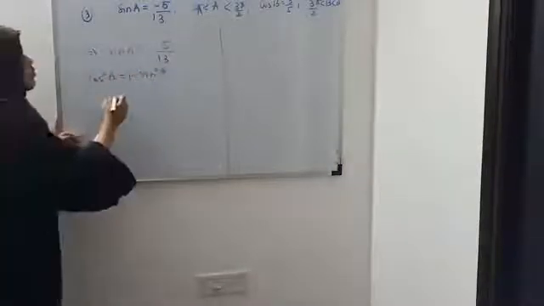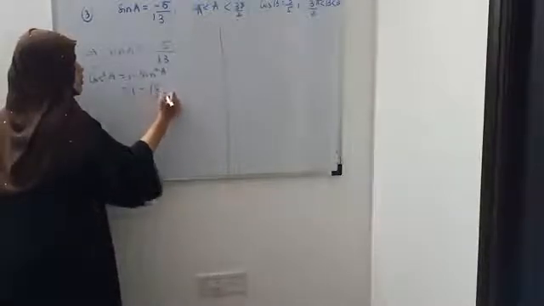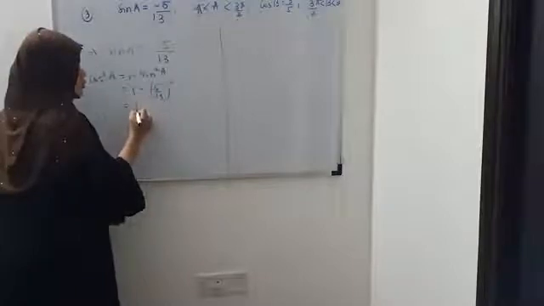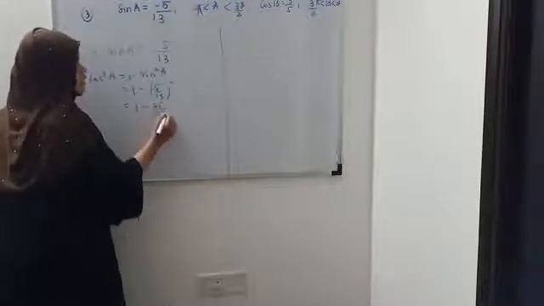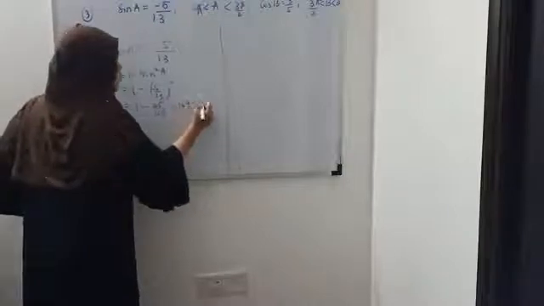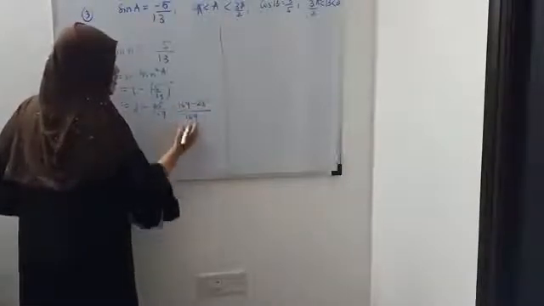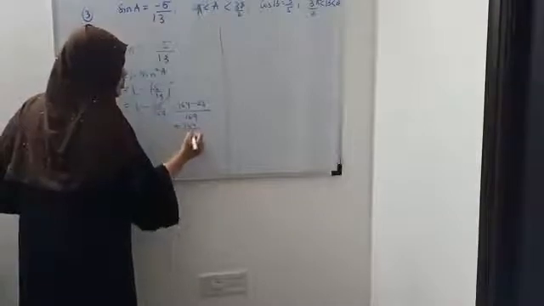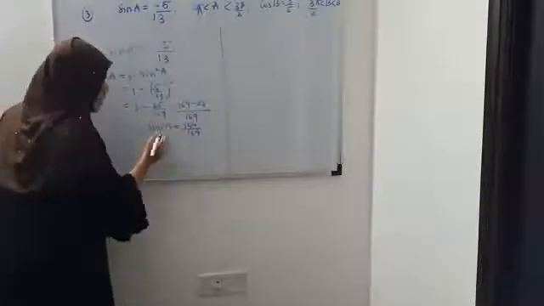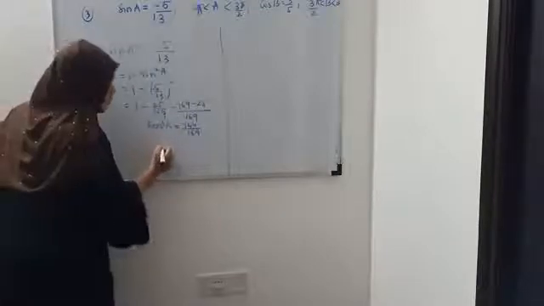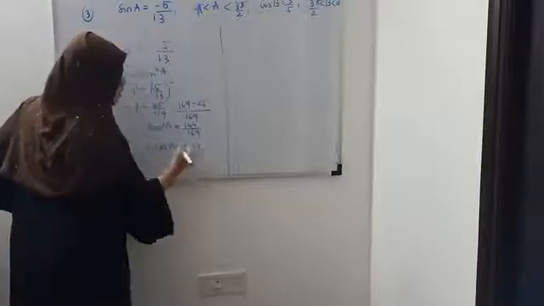Right? So put 1 minus (5 upon 13) whole square. The minus sign is also there. So it will be 1 minus 25 upon 169. So (169 minus 25) divided by 169 is equal to 144 upon 169. So this is your cos square A. If you take the square root, cos A is plus minus 12 upon 13.